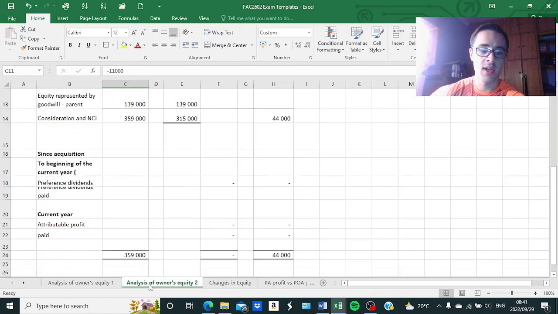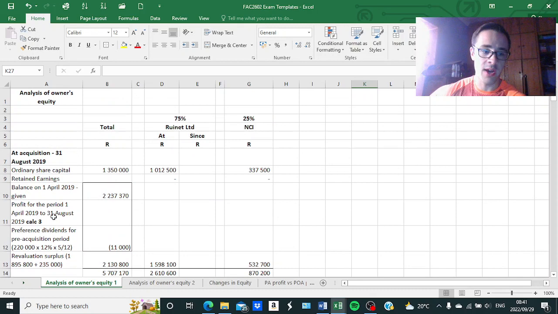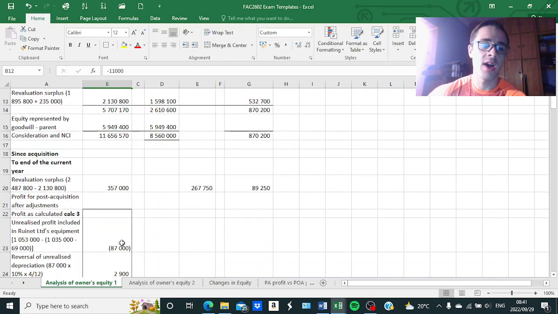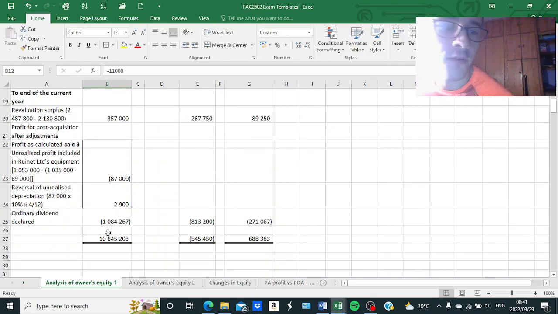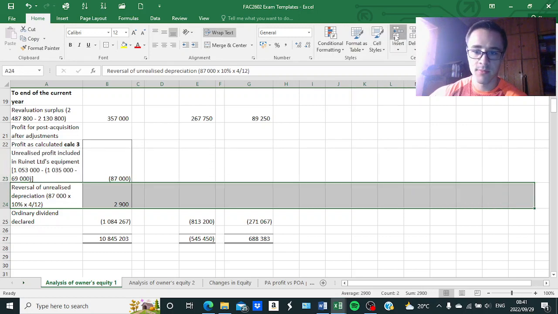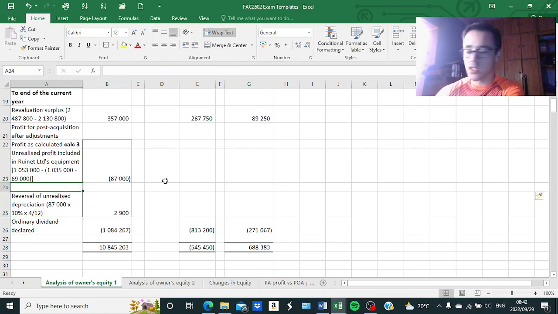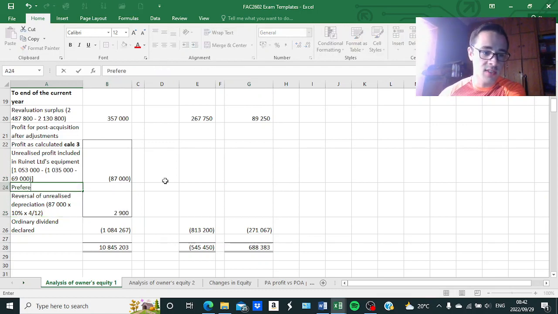Now we need to address the preference dividends. Keep in mind that we have calculated the preference dividends for the pre-acquisition period already, so we only need to calculate the preference dividends for the post-acquisition period, and it also needs to be adjusted against the profit. So you will insert another line here. This will be preference dividends for the post-acquisition period, because we have already dealt with the pre-acquisition period's dividends.